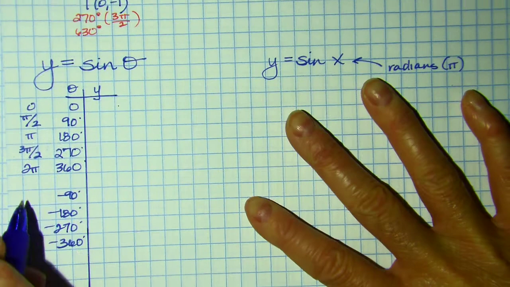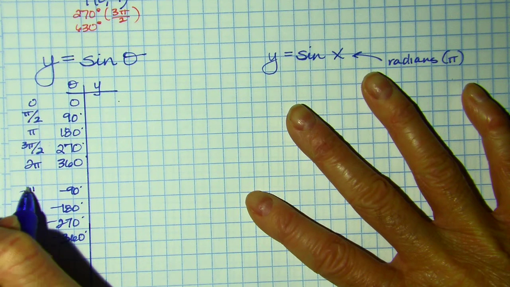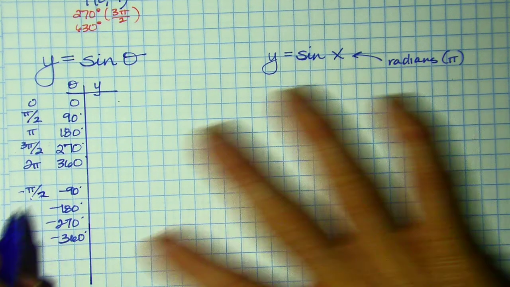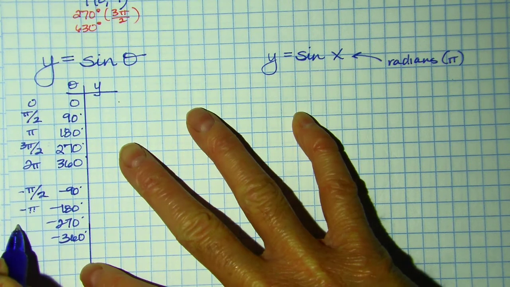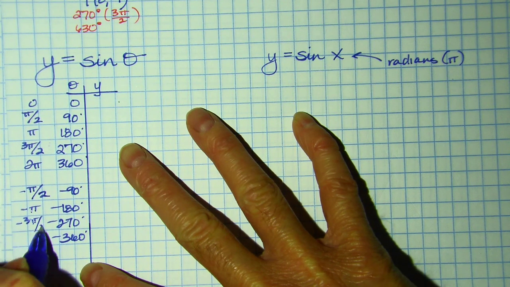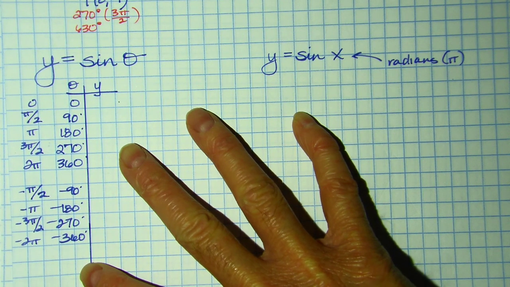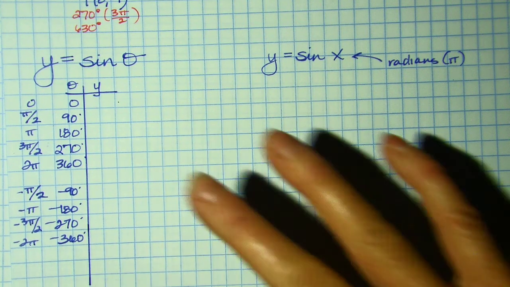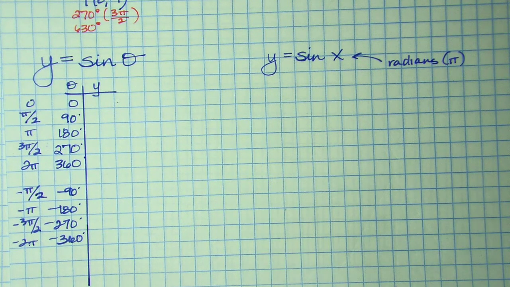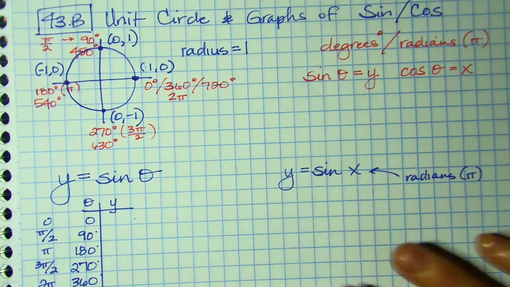So down here, negative 90 would just be negative pi over 2 radians, negative pi, negative 3 pi over 2, negative 2 pi. Okay, so that's to differentiate the two. All right, so using our unit circle, we're going to fill this out.